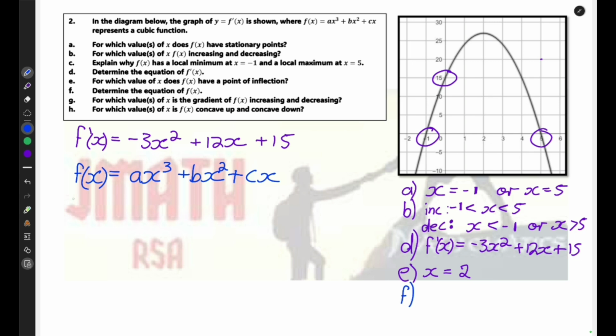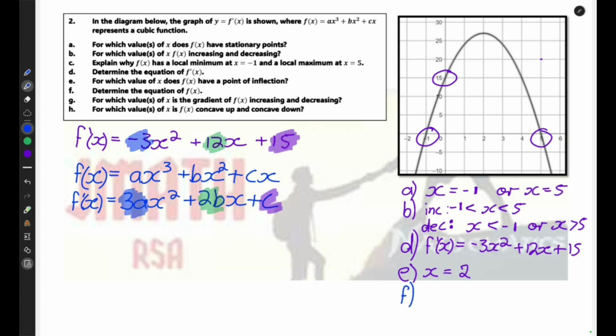Then I'm going to derive that formula with a's, b's, and c's. So for this one, the derivative would be equal to 3ax squared plus 2bx plus c. And now I must just relate it to the derivative formula that we found in question D. So with this one, I can see that 3a must be equal to minus 3. I can see that 2b must be equal to 12. And I can see that c is just 15.